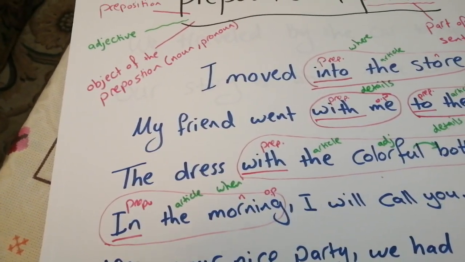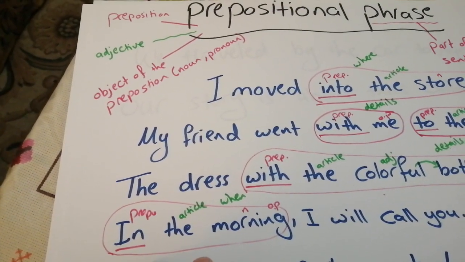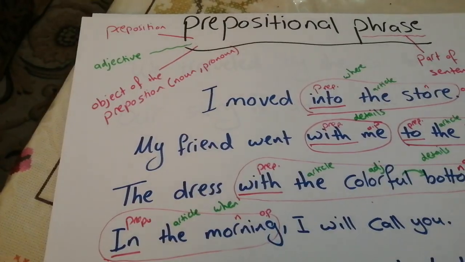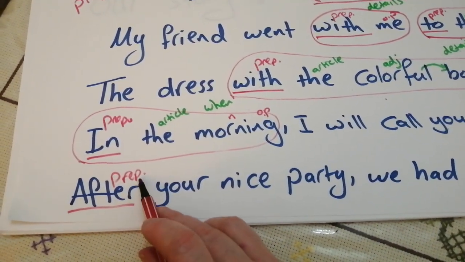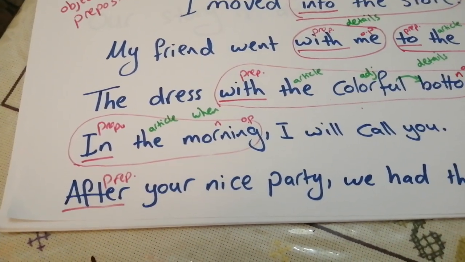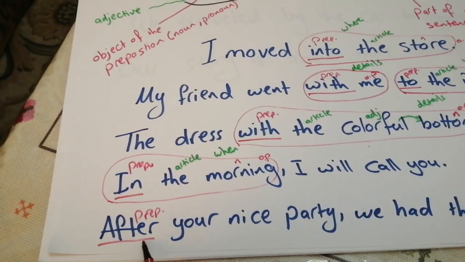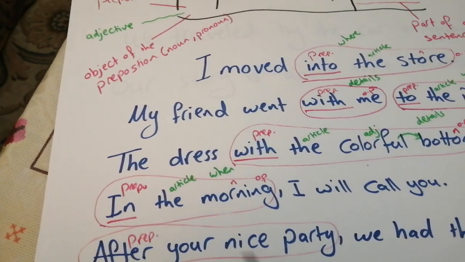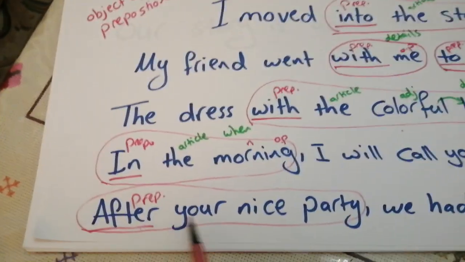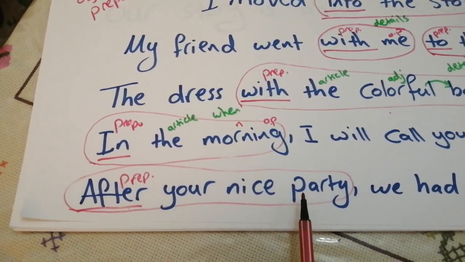After, it is the preposition. Okay, this is the preposition. Now, after here it's the preposition. Where is the prepositional phrase? After your nice party, this is the prepositional phrase. So after your nice party, it's the prepositional phrase.